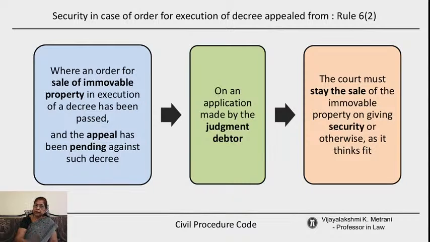Suppose he has applied for appeal and he has applied for a stay, at that time he can apply, because once it is sold he loses his right. That is why this is provided under Rule 6 subclause 2, that he can file an application saying that I have applied for this stay, I have applied for an appeal and the appeal is pending. On that ground the stay of the sale of immovable property may be done. For that the court will ask him for security and then afterwards it will be stayed.